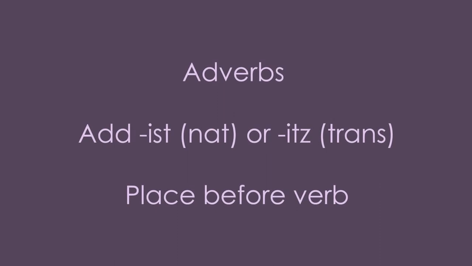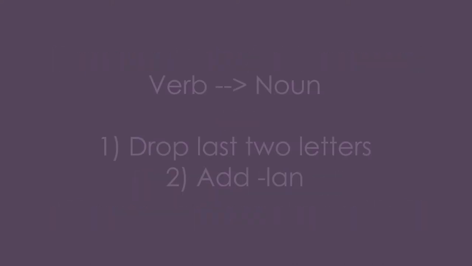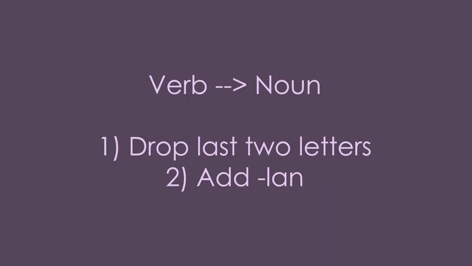Adverbs are created by adding east or ist to the end if it's a natural verb or a natural thing they're modifying, and itz at the end of the word if it is transcendent. Possession is marked with the letter D and an apostrophe before the possessor, so it goes possessed thing, D apostrophe possessor. But if the possessor starts with a D, then it's possessed thing, S apostrophe possessor for clarity. And then you can make verbs into nouns by removing the last two letters and adding lan.